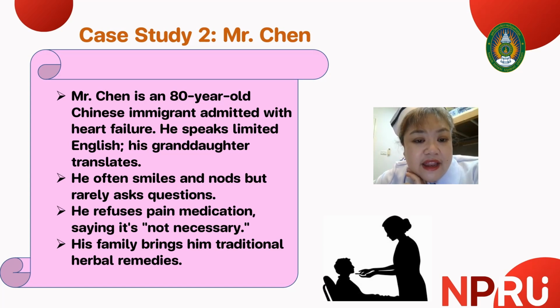Mr. Chen is an 80-year-old Chinese immigrant admitted with heart failure. He speaks limited English. His granddaughter translates for him every time. He often smiles and nods, but rarely asks questions. He refused pain medication, saying it's not necessary. His family brings him traditional herbal remedies. This is his situation.